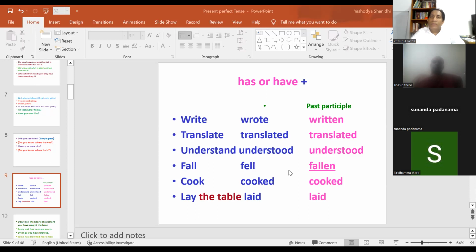There you can very simply understand the general function of the present perfect tense. And cook. Now we can say, oh, my mother has cooked lunch. It means lunch is ready. Now you can have it. Yes, there you can question me if you want.